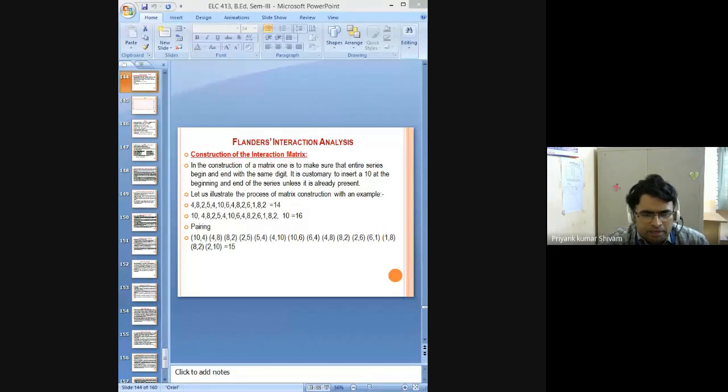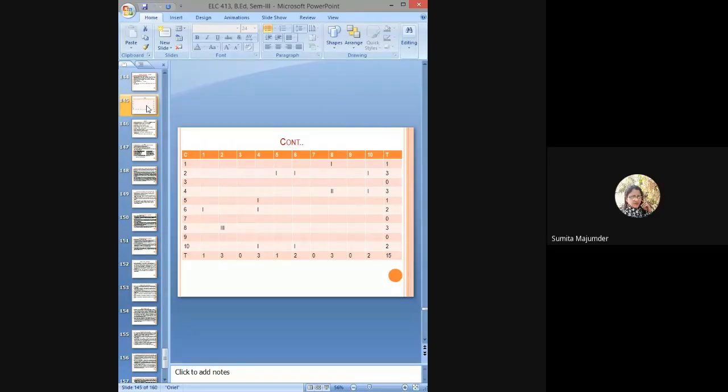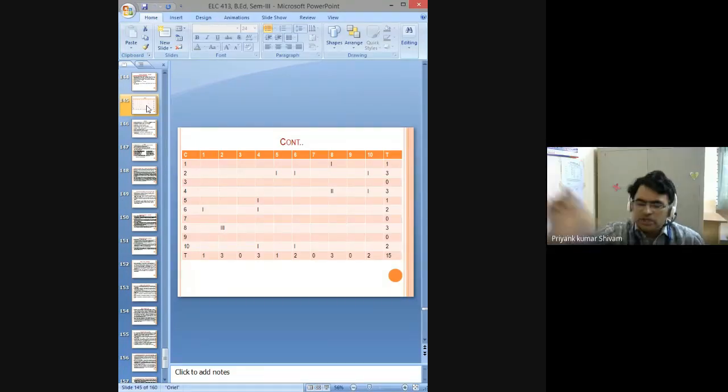So the pairing part is completed. Then I will show you the table. Now see the table. Sorry, it looks like a matrix table. Yes, this is also known as the Flanders matrix table.